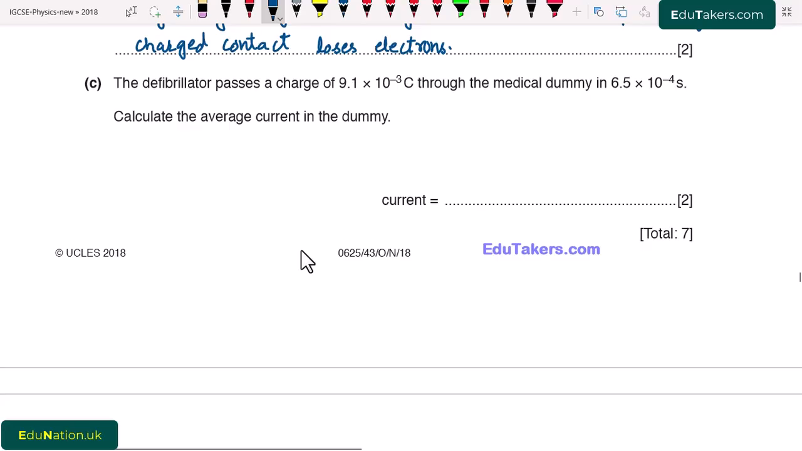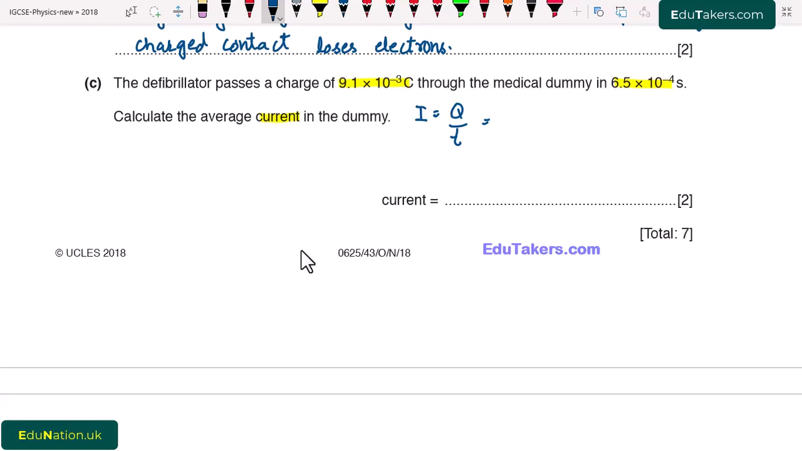Part C. The defibrillator passes a charge of 9.1 × 10^-3 coulomb through the medical dummy in 6.5 × 10^-4 seconds. Calculate the average current in the dummy. Here we have to find the average current when total charge and time are given. We know that current is the rate of flow of charge, so I write here I = Q/T.